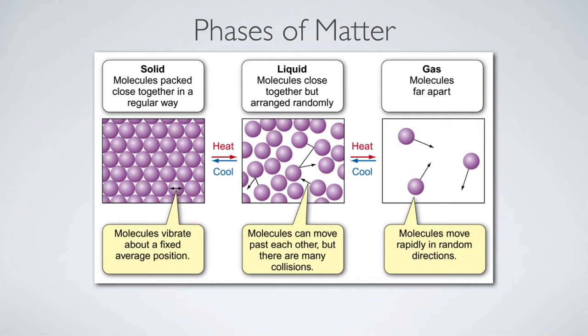Finally, we have our gas, and our model in our head of what a gas is is that there are no interactions between the molecules, there are no bonds between the molecules, that they're moving quite rapidly, in random directions. They are very well spaced out. So this is our idea of these three phases.